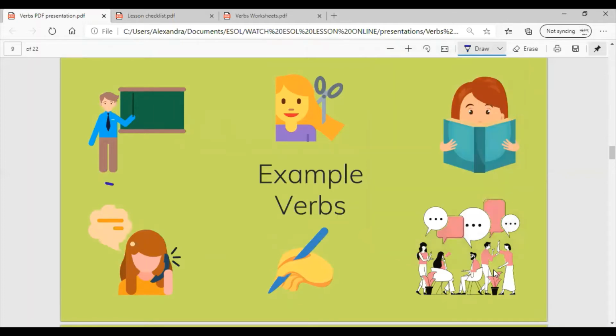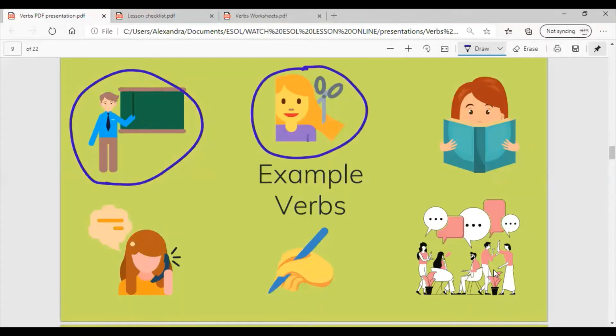Right, so here we've got the teacher teaching. So the teacher is teaching. So our verb in this sentence is teaching. And then here the girl is having a haircut. So the girl is cutting her hair, or the girl is having her haircut. So cutting would be our verb. And then we have the girl is reading a book. So reading is our verb.